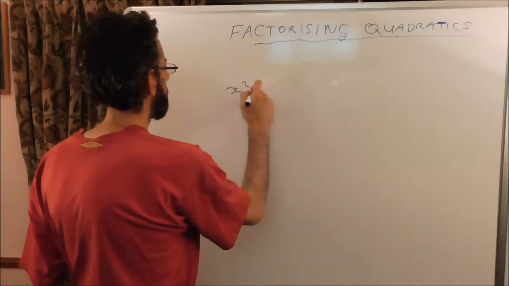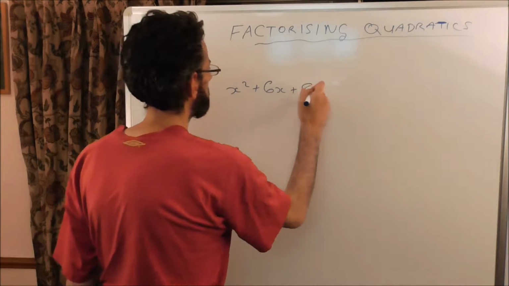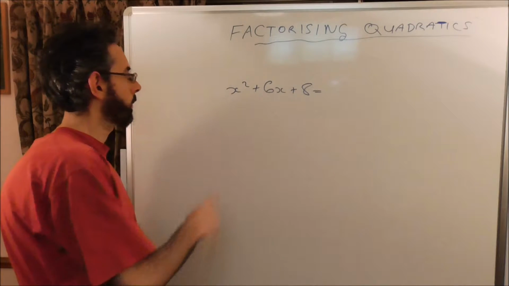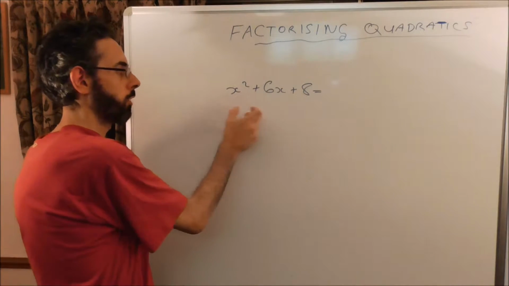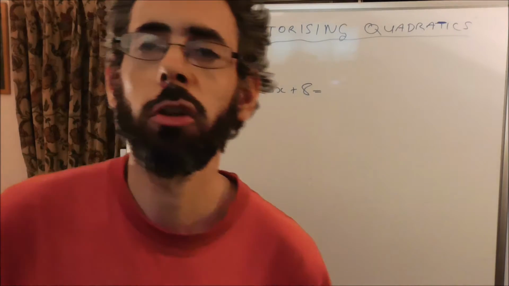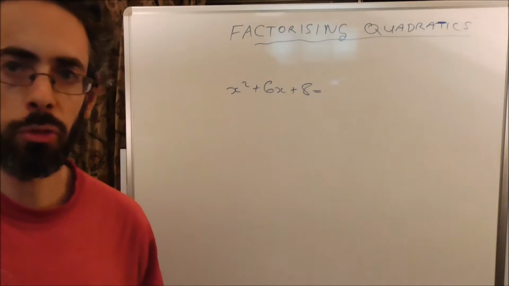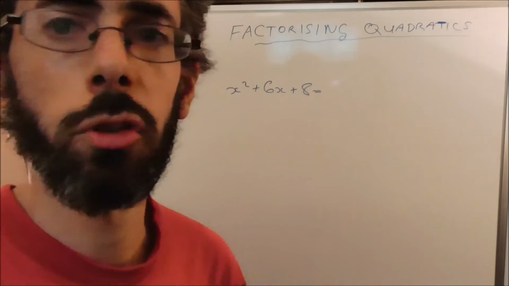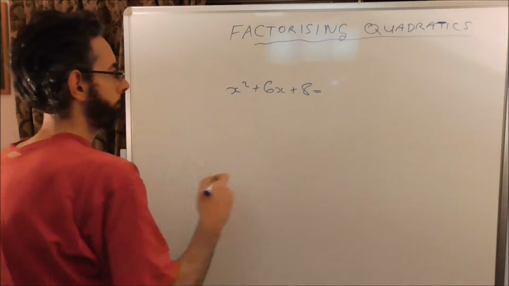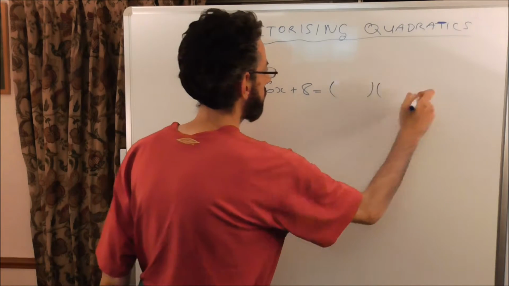x squared plus 6x plus 8. So we have a 3-term quadratic here. It's got 3 terms, an x squared term, an x term, and a number term. And not all quadratics do factorise, but if they've got 3 terms and they do factorise, then they always factorise to a double bracket. So I'll just draw the double brackets.